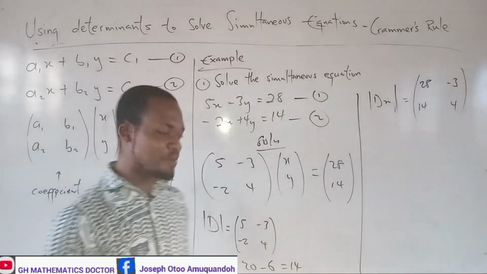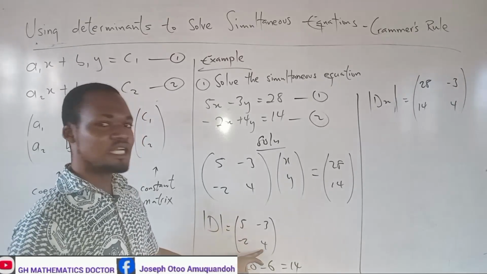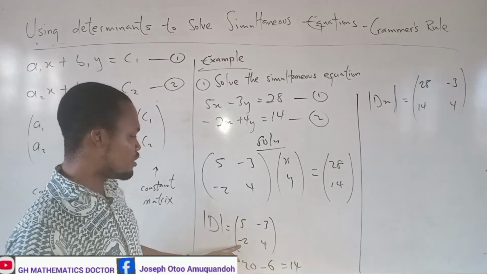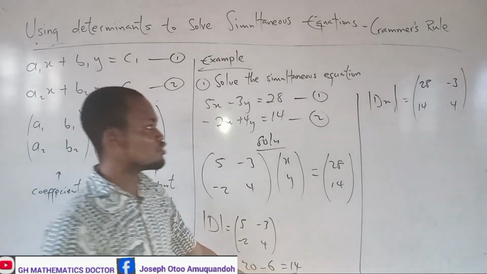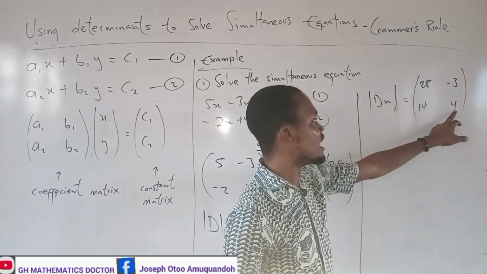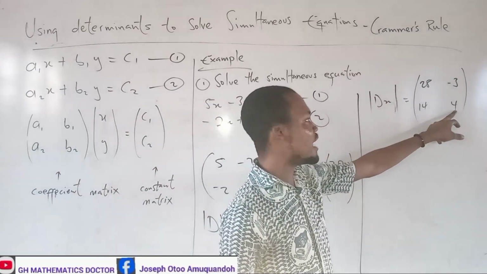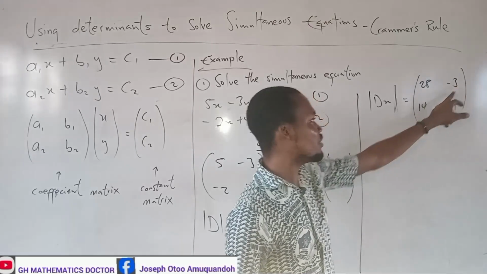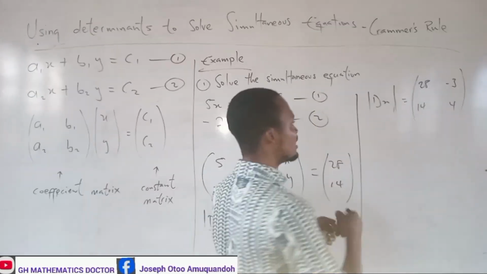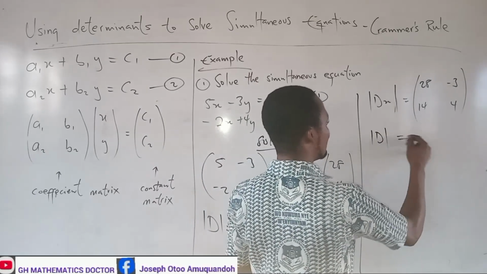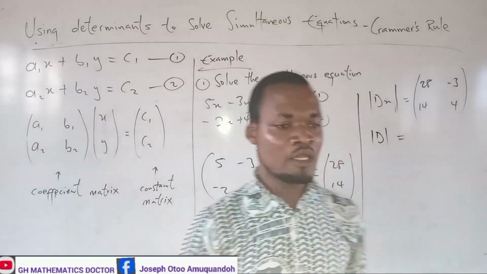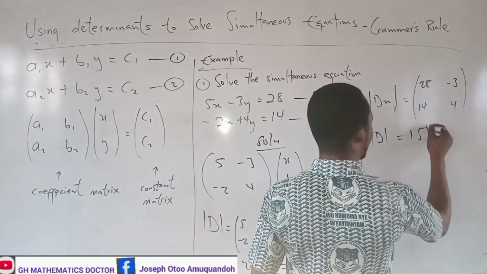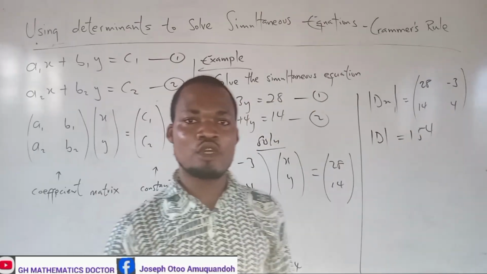We use the same approach by multiplying the left to right diagonal, then minus the product of the right to left diagonal. So this one, 28 multiplying 4, then minus the product of -2 multiplying 14. And our determinant for Dx will be 154. So when you work it out, you are going to get 154.